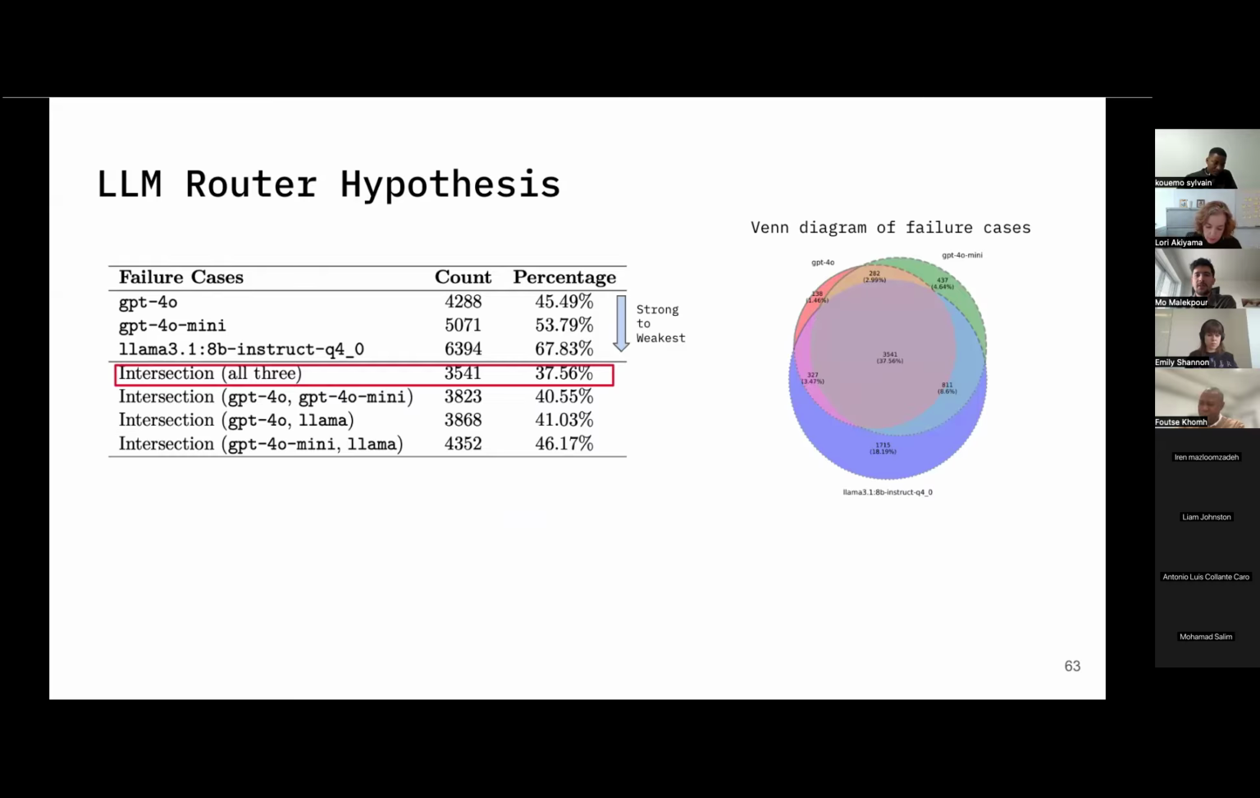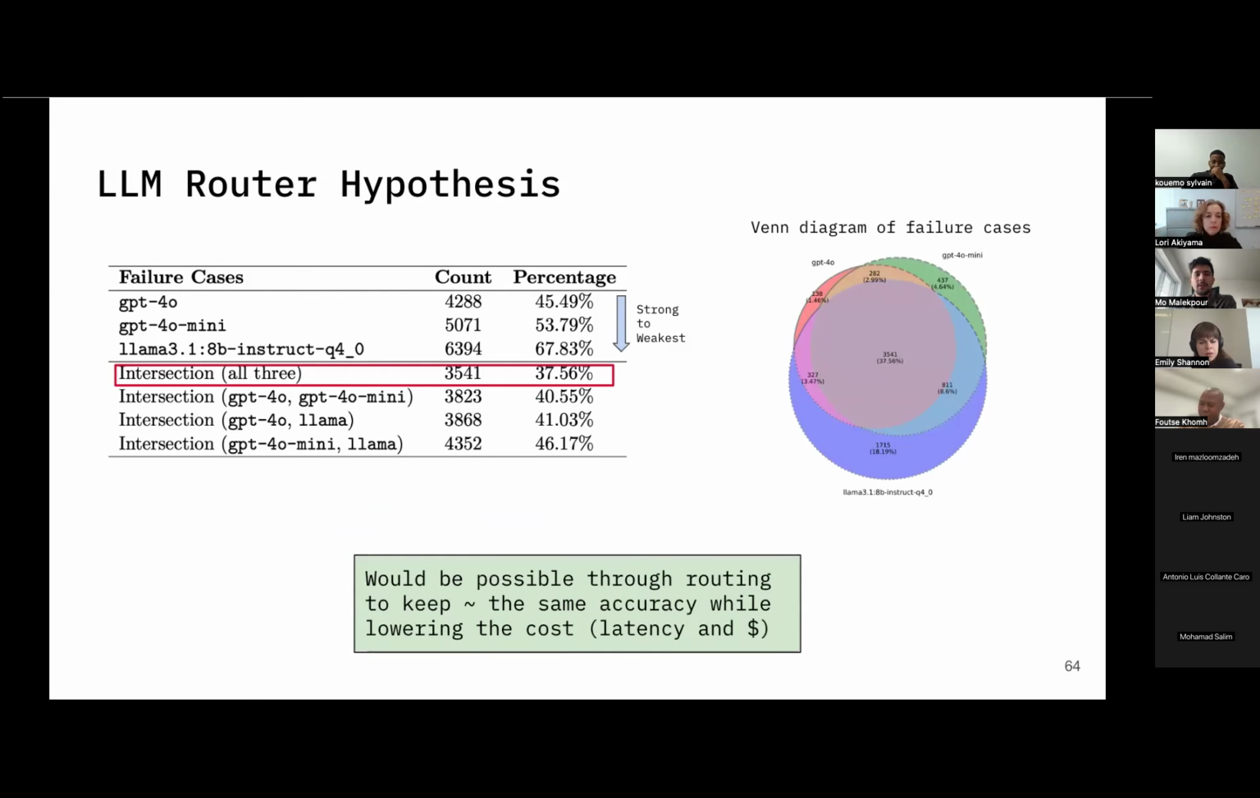Here I'm comparing how our three base models behave on the same queries. You can see there's a big overlap in failure. So routing won't magically beat the strongest model on accuracy, but there are also lots of queries that the cheaper models already get right, and we don't really need the strongest model. So the hypothesis is if we can detect which queries are easy enough for the smaller models, we can route those away from the big model and keep almost the same accuracy while cutting the latency and dollar cost.